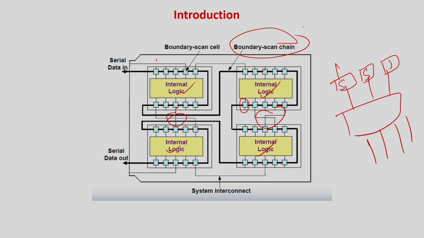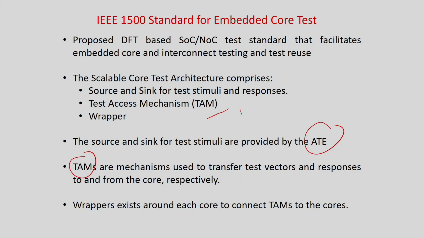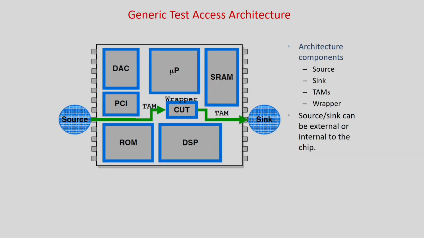In this case, I can say this whole scan thing is a test access mechanism. For some of the important cores, I can give some dedicated lines, because maybe if these 2 pins are always accessed, to reduce the test latency, I can make this a direct input output by some kind of logic. So the way I am giving access to the internal pins of your core is called the test access mechanism. A wrapper exists around each core to connect the TAMs to the core, as I told you, there should be some kind of buffering to do it.